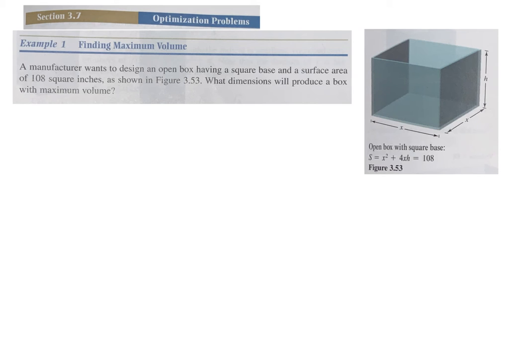So optimization: your goal is to either give me a maximum or a minimum of something, depending on what your goal is. The example here is a box. A manufacturer wants to design an open box having a square base and a surface area of 108 square inches. As shown in the figure, what dimensions will produce a box with the maximum volume?